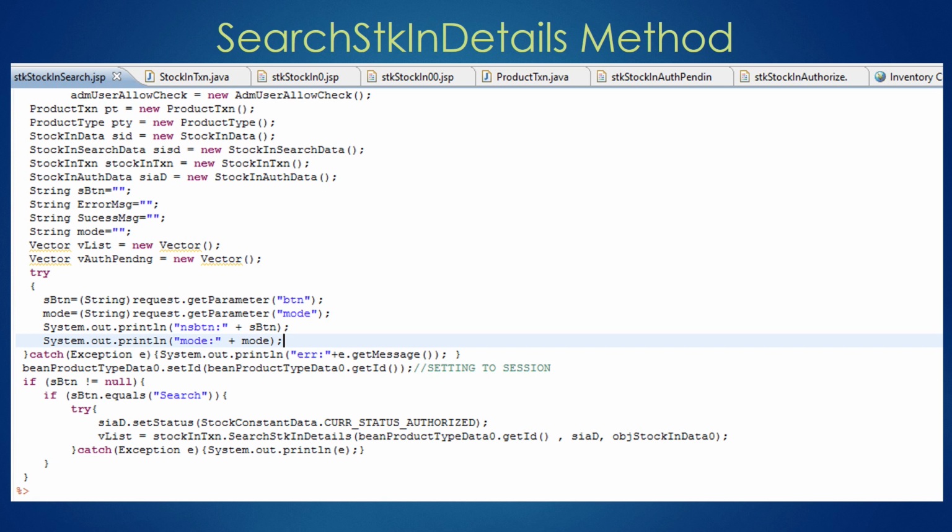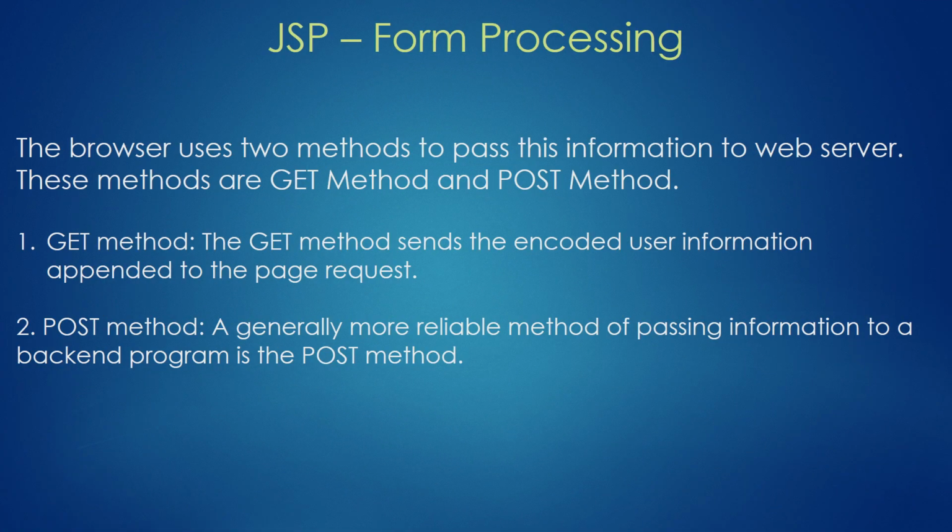Do you know how we get the button submission? As you can see, there is a request.getParameter method defined in the above. Let's have a look at it for a moment. The browser uses two methods to pass information to the web server. First one is the get method and the second one is the post method. In the get method, the page and the encoded information are separated by a question mark character.